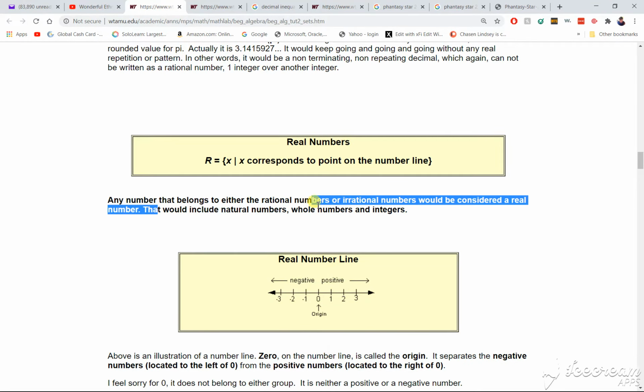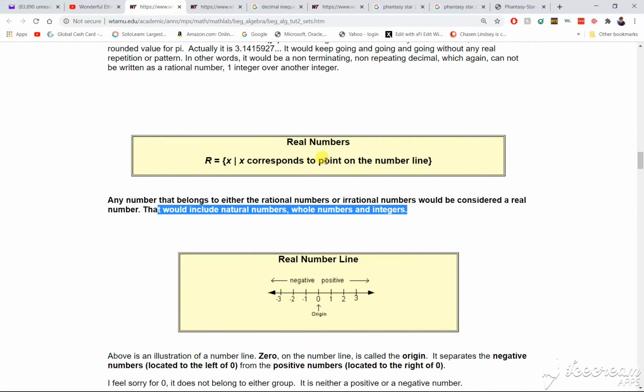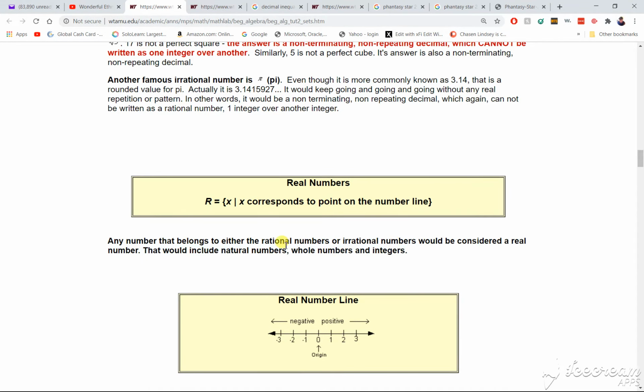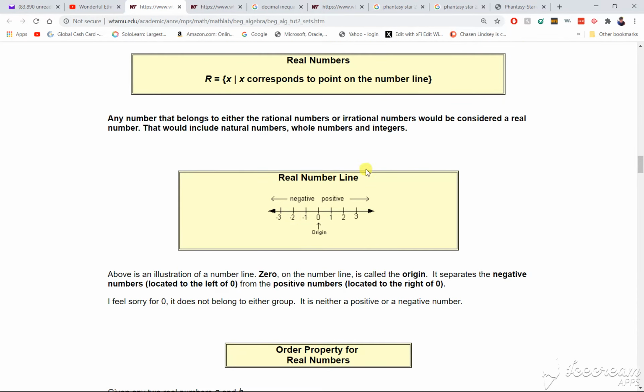That would include natural numbers, whole numbers, and integers. So real numbers are literally everything, rational and irrational. Both of these subsets combine to make the real numbers. Real number line.